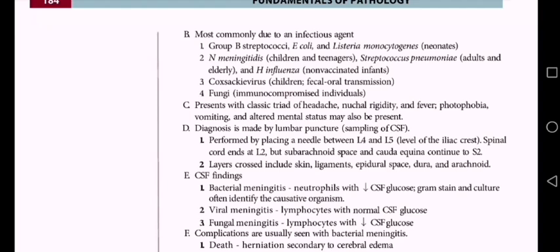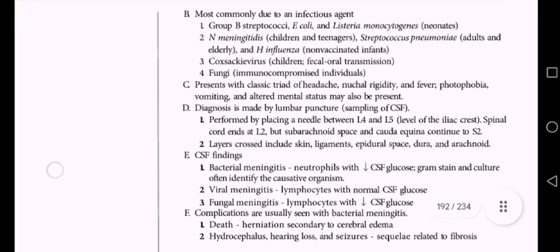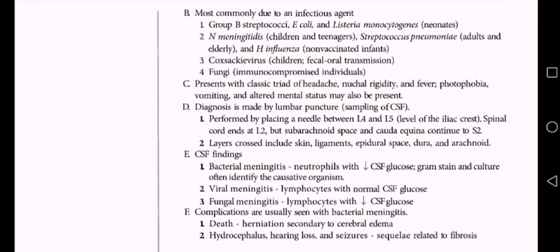CSF findings for bacterial meningitis: you would see neutrophils with decreased CSF glucose; Gram stain and culture often identify the causative organism. Now, viral meningitis, you would see lymphocytes with normal CSF glucose. Fungal meningitis, lymphocytes with low CSF glucose.